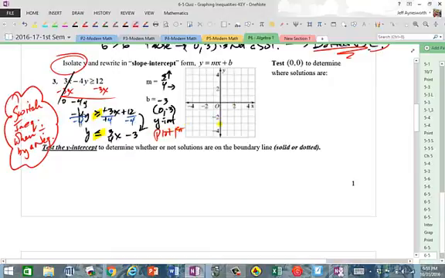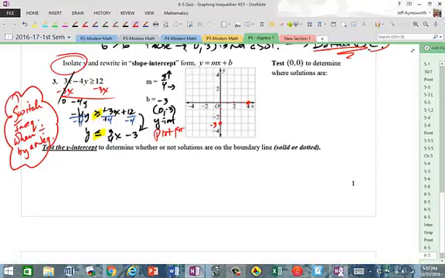You plot 0, negative 3, which is down here 3 units below the origin. And then you got to go up 3, right 4. So put your pencil at negative 3, go up 1, 2, 3, right 4, 1, 2, 3, 4. And get your straight edge out.